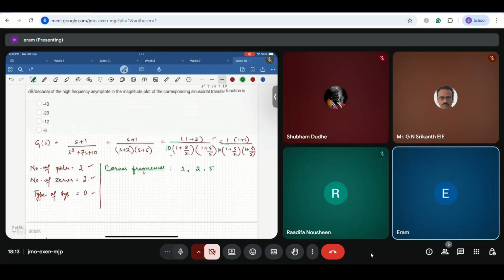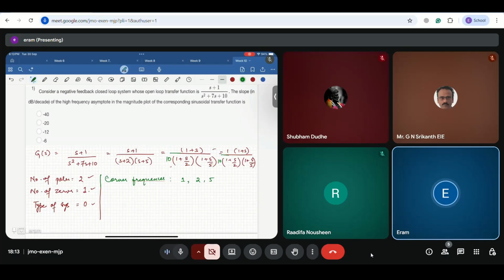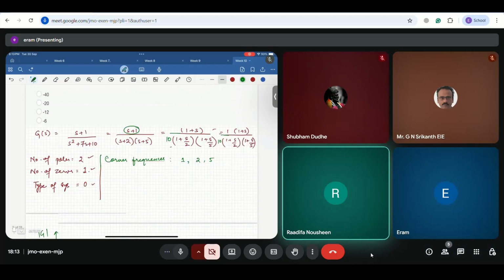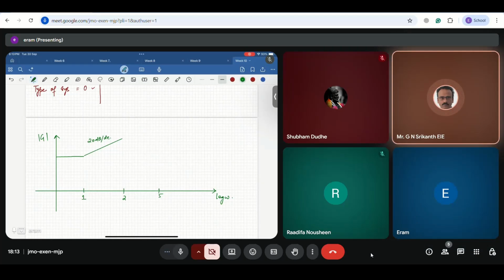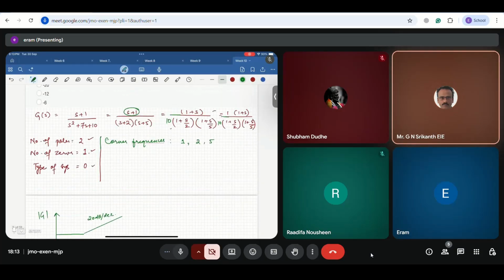Now we have a corner frequency at 1, and this one is contributed by the zero. Then what will be the slope after that? Plus 20 or minus 20? Plus 20. Right, so it will be plus 20 dB per decade. And 20 log of 0.1, do you have to consider it or not?